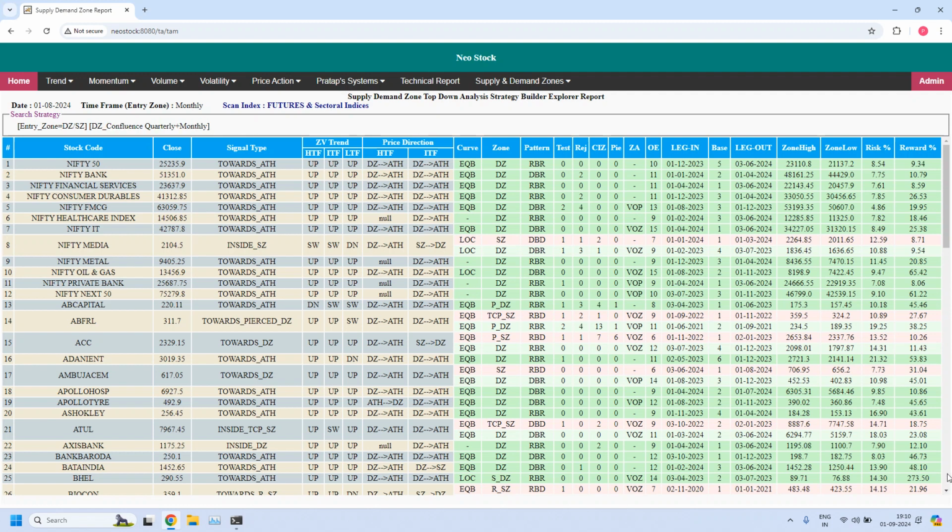Let me scroll the list down. So we didn't use any trend, we didn't use any EMA confluence. We are looking for just monthly zone and quarterly zone confluence. Some of the medium term investors or long term investors, these reports might be useful. Okay, let me scroll the list for your reference purpose.